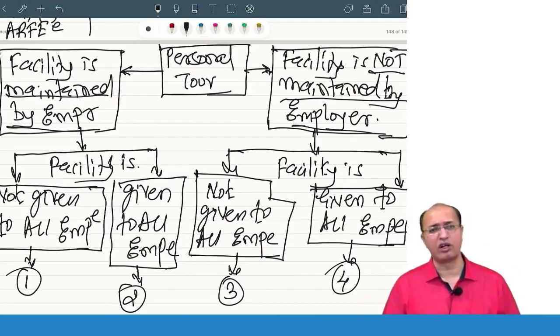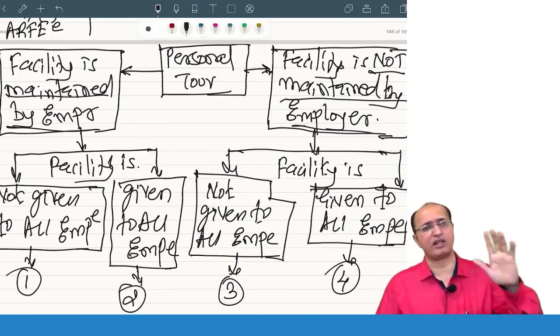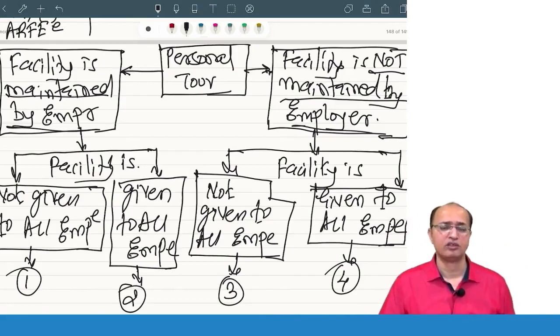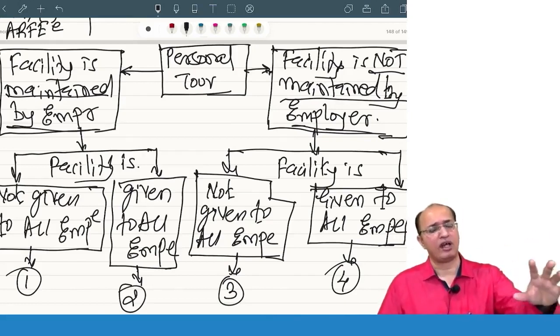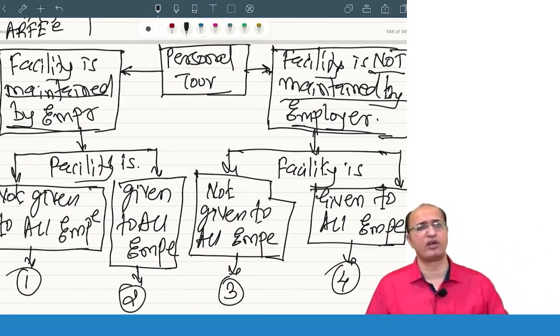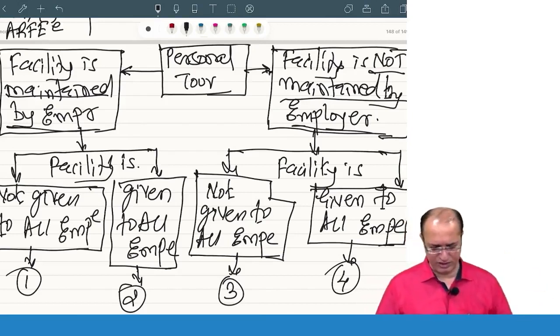First combination is what? Facility is maintained by employer and such facility is not available to all employees. For example, I told you that RBI has maintained the guest house, but only people working at the position of senior manager and above can visit there. So that facility is maintained by employer and is not available to every employee. It is available only to those employees who are working at the position of senior manager and above. So that is the first case.